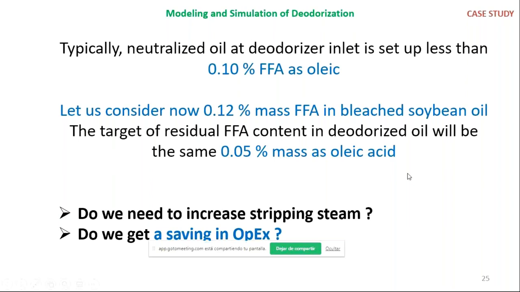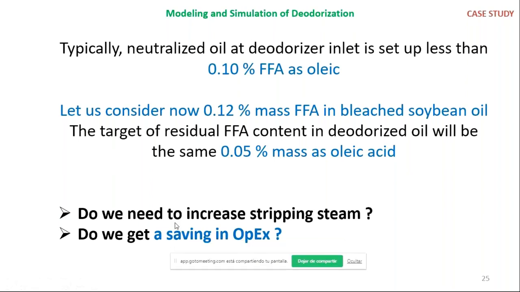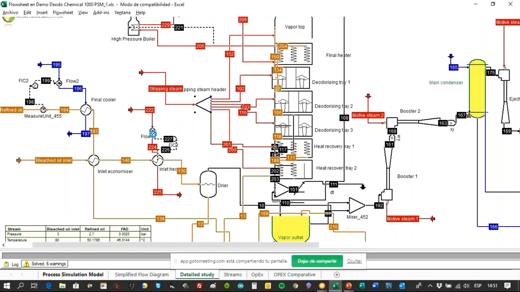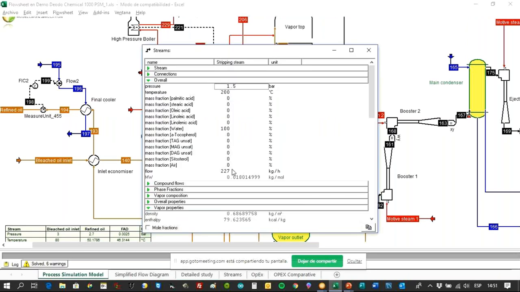So we are going to check if we need to increase the stripping steam, and finally we are going to analyze what happens in terms of OPEX related to this increase of free fatty acid in the bleached soybean oil entering to the deodorizer. So I'm going to come back to the model and try to do it quickly. I'm going to put again the 8 kilos per ton of stripping steam. Going to solve again.